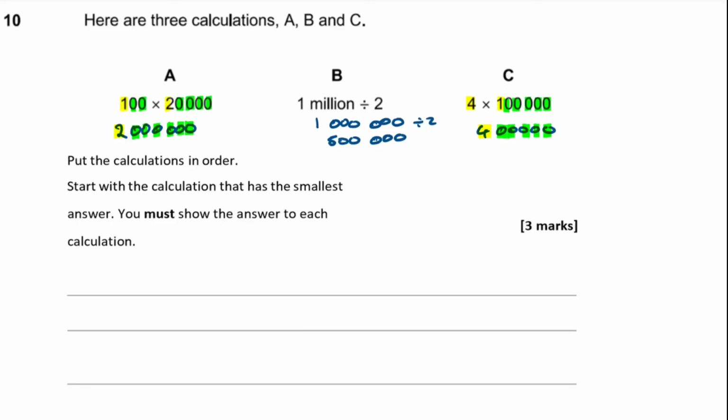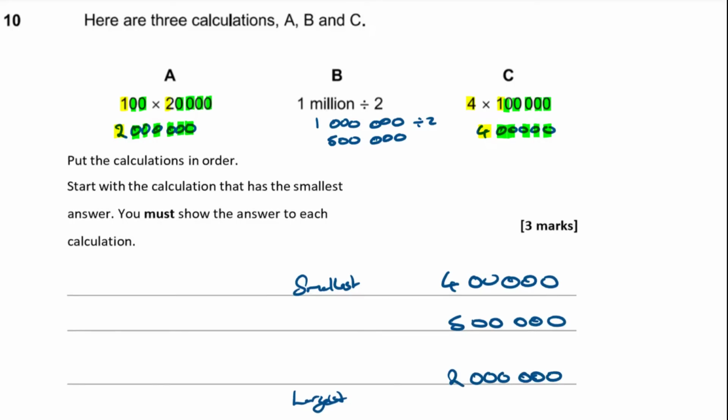Okay, so which one is biggest? Well, 2 million is biggest. Next biggest is 500,000, and the teeny tiniest one is 400,000. So smallest to biggest is going to be, okay, start with the calculation that's the smallest. You must show your answer. Okay, so the smallest answer is 400,000. And then I've got 500,000. And then I've got 2 million.